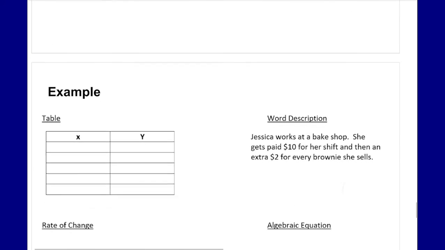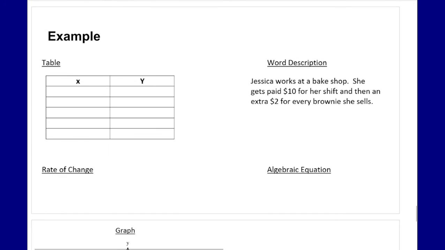So let's look at a couple of examples. So Jessica works at a bake shop. She gets paid $10 for her shift and then an extra $2 for every brownie she sells. Well, let's create a table of values. X is going to be the independent, Y is going to be the dependent. So in this case, the independent is the number of brownies. So that's independent, and the dependent is going to be her earnings, we could say. Earnings, salary, whatever you want to say.